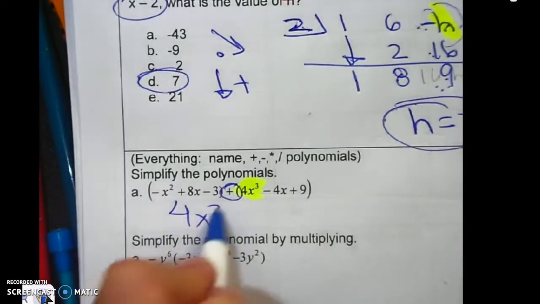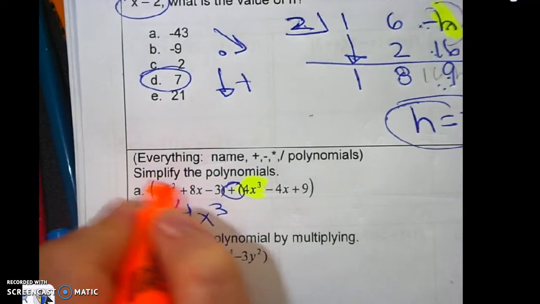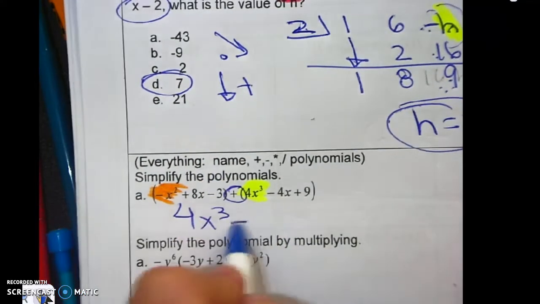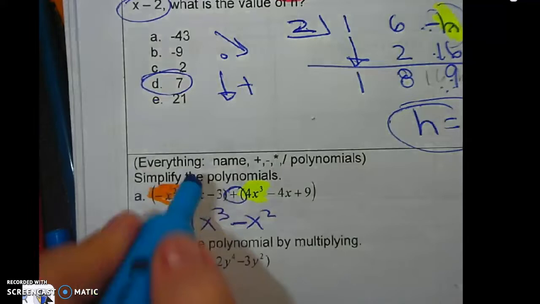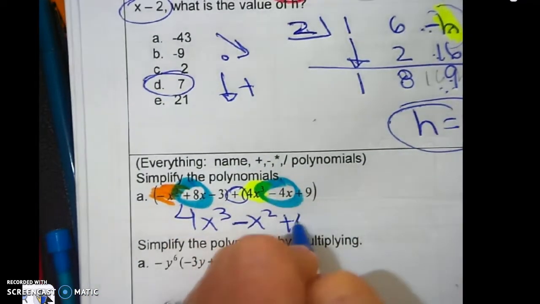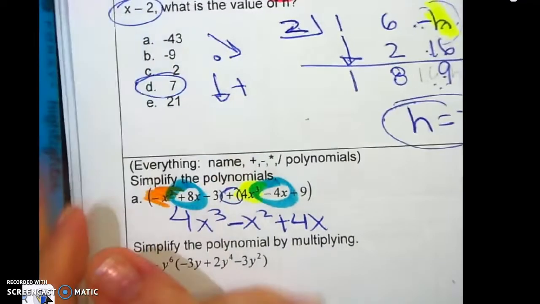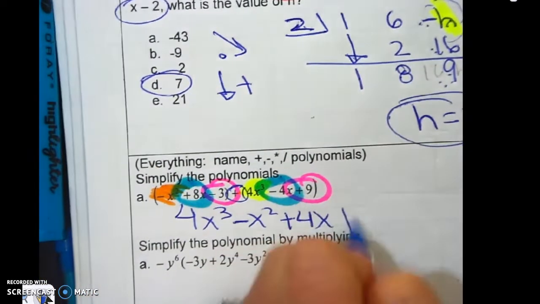So 4x cubed. Next, I'm going to go x squared. So it looks like -x squared, because there's nothing else like it. And then it looks like I've got an 8x and a -4x. 8 minus 4 is 4. And then negative 3 plus 9 is positive 6.